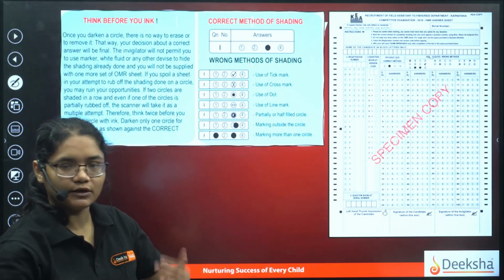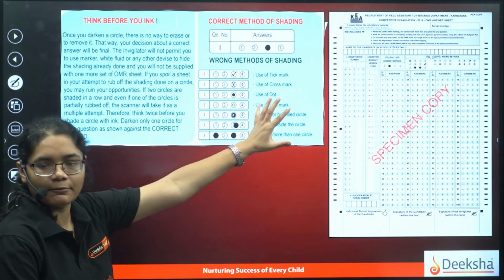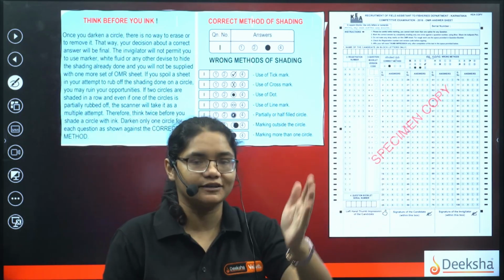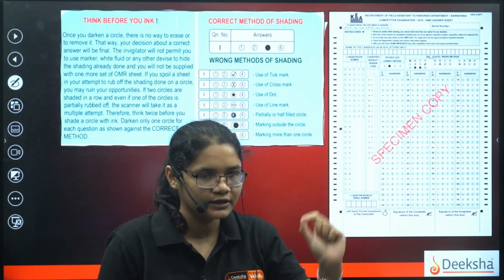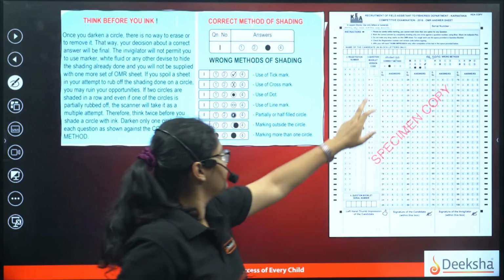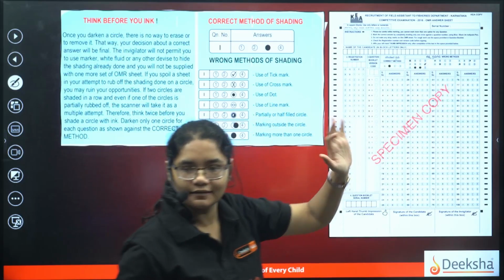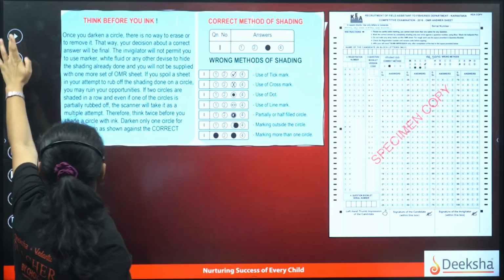You will learn all these things with time, but you should know that one OMR paper will be given to you and one question paper will be given to you. You have to read the question. If for question number 1 the answer is B, then you have to shade B here. That is the purpose of the OMR sheet.